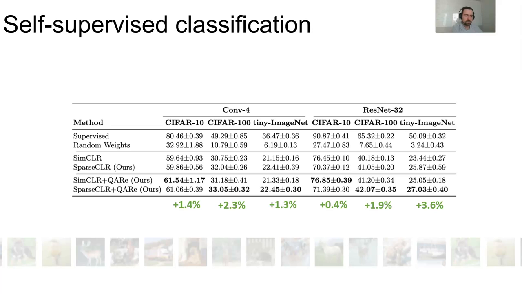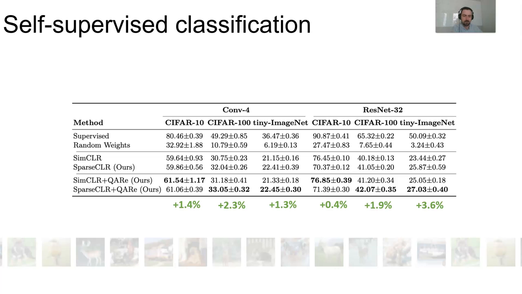We also conduct self-supervised classification experiments on CIFAR10, CIFAR100, and Tiny ImageNet datasets, with self-supervised classification being an established benchmark for contrastive losses. We extend SimCLR and the SparseCLR objective that we additionally propose in the paper with our quadratic assignment regularization. With this, we observe up to 3.6% improvements in the self-supervised classification accuracy under a linear probing protocol.